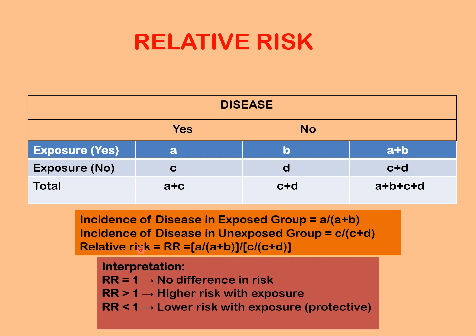So how do we interpret relative risk? RR equal to 1 means no difference in risk. RR greater than 1 means higher risk with exposure, and RR less than 1 means lower risk with exposure.